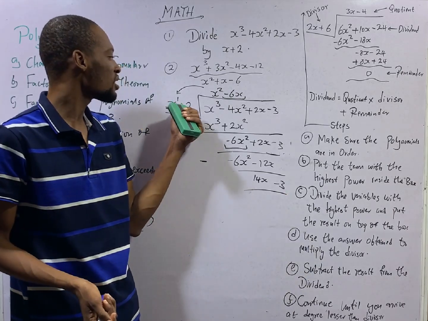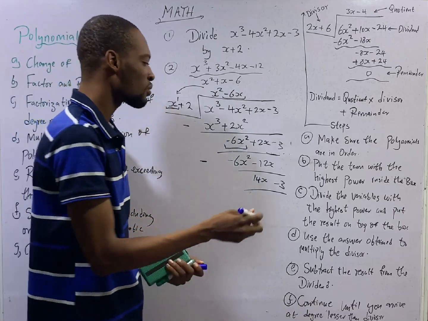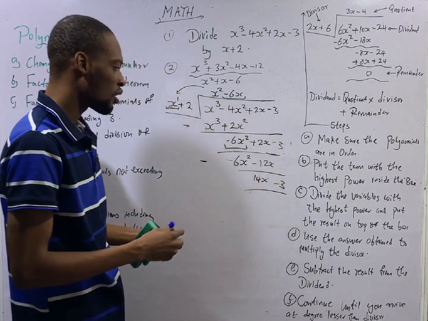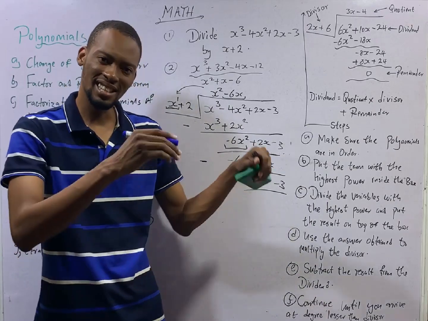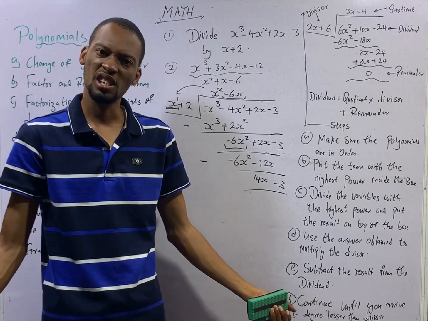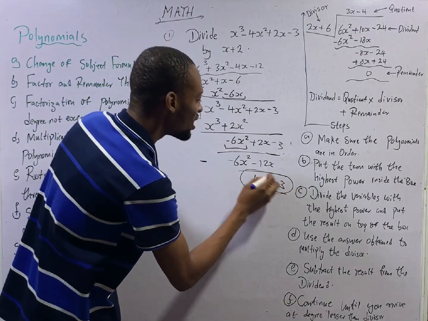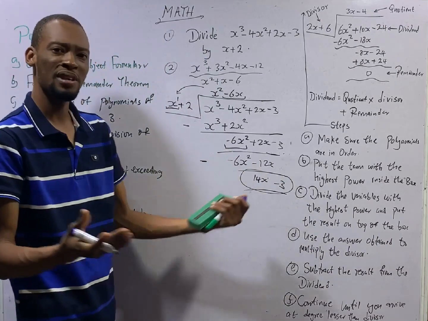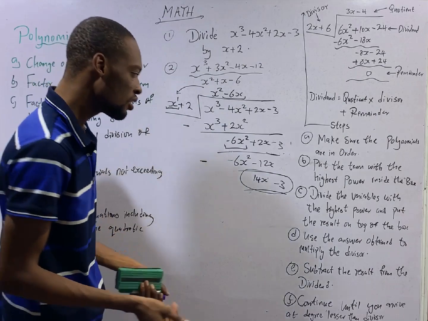But the divisor is s plus 2. This one is s raised to the power of 1. This one is s raised to the power of 1. We will not stop until the power here, or the variable here, is of lower degree than the one here, which means we proceed. This is now our new dividend, or our new polynomial. The step remains the same. It is just long, but the same thing.